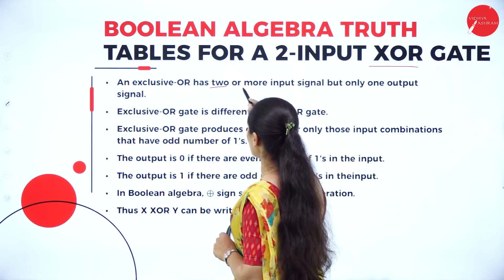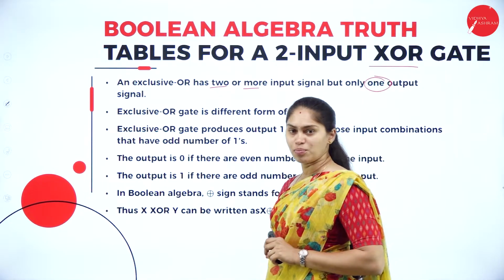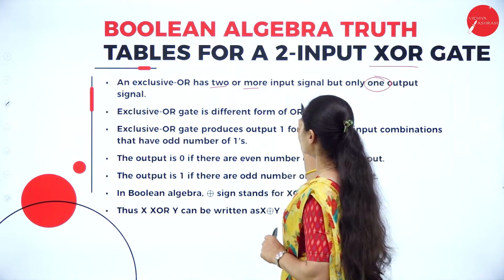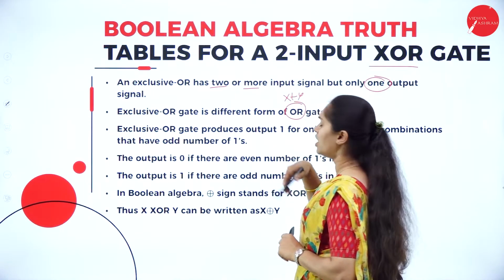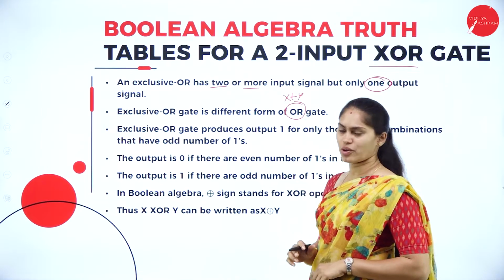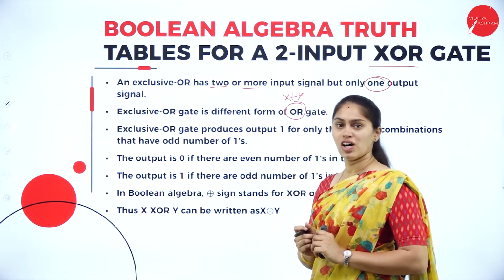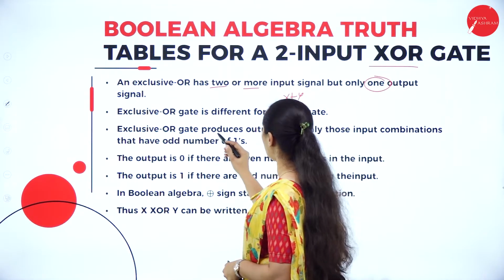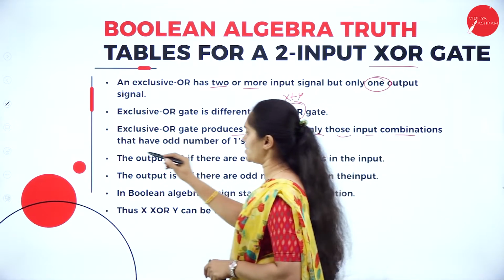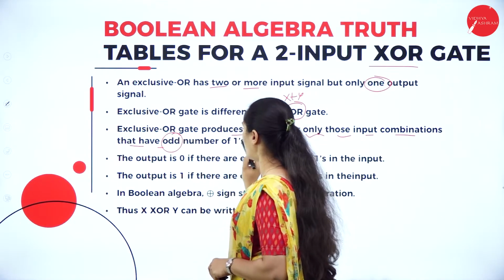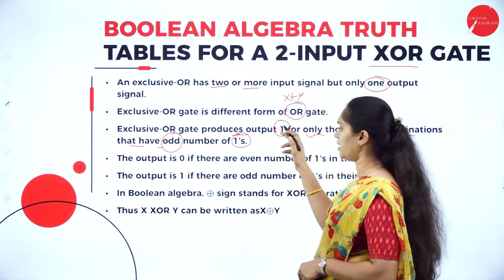Here also it will consist of 2 or more input signals but produces only one output signal, and it is a different form of OR gate. So we know about the OR gate, x plus y or a plus b, any variables you can take based on the input. This is a different version of the OR gate. Then how does it work? It produces the output 1 for only those input combinations that have an odd number of ones. So when I have an odd number of ones, the output will be 1.